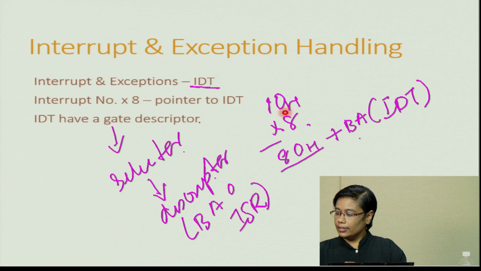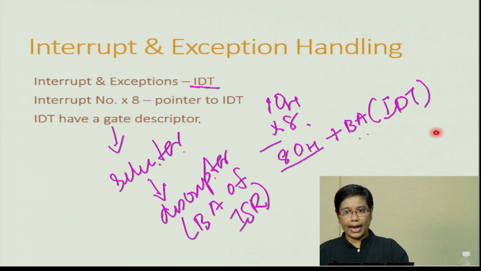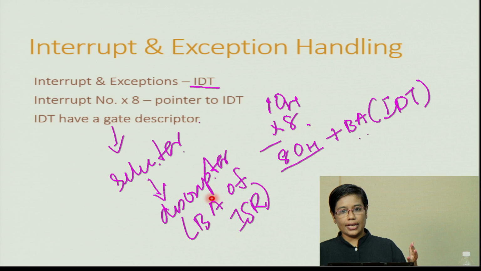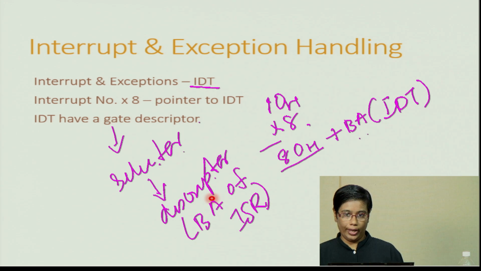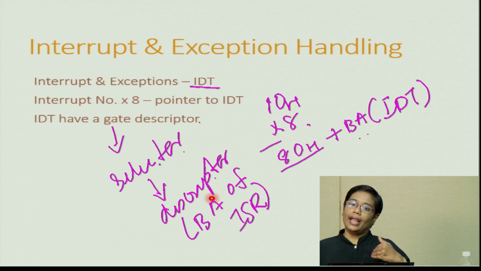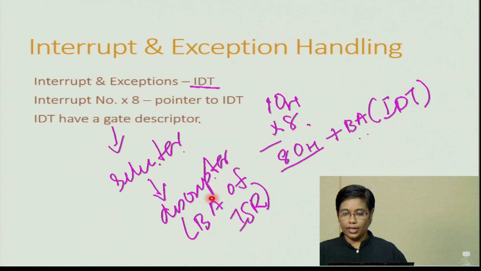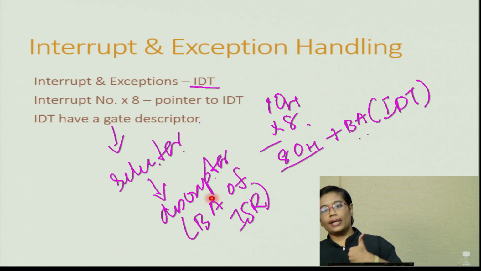So again here there are 2 levels. You first access the IDT. IDT gives you a selector. The selector gives you a descriptor. So at level 1 IDT, the next level you are going to have the selector. Selector gives the descriptor, which is the base address of the ISR. So even if you are using an INT instruction, there is going to be 2 levels of protection that is available.